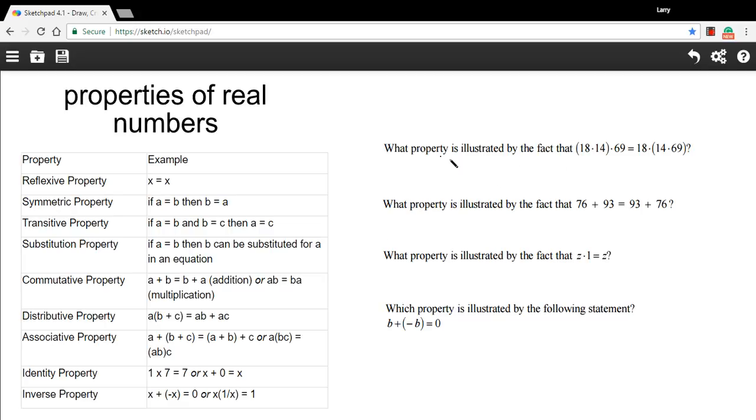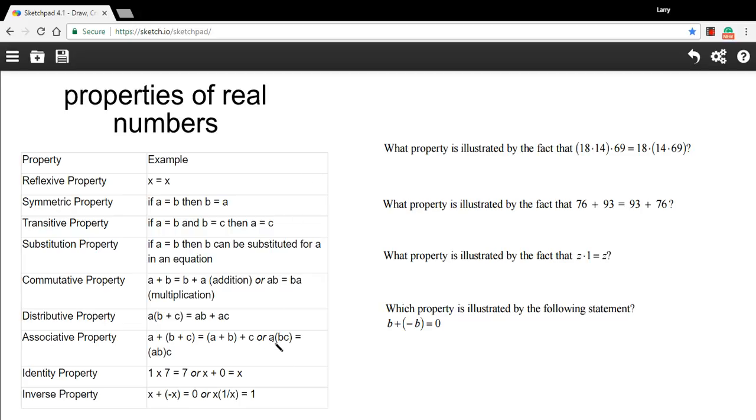The first question here says, what property is illustrated by the fact that 18 times (14 times 69) equals (18 times 14) times 69? So I guess what they've done here is they've just grouped these numbers differently with the parentheses. But when you multiply three numbers, it doesn't matter how you group them, it's still going to be the same. So let's see if we can find something in our list that looks like that.